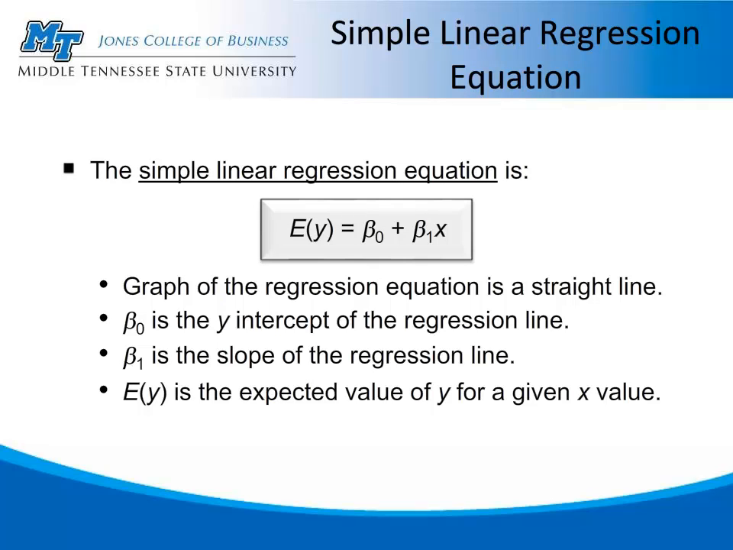The simple linear regression equation, when you take the expected value of y, you're going to get beta 0 plus beta 1 times x. The epsilon part, the random error, it just disappears when you look at the expected value. And it's just a straight line. The beta 0 is where it crosses the y-axis. It's the y-intercept. If x is equal to 0, then the expected value of y is going to be beta 0. You plug in a different value for x other than 0, and that's where the slope takes effect. The beta 1 is the slope of the regression line.